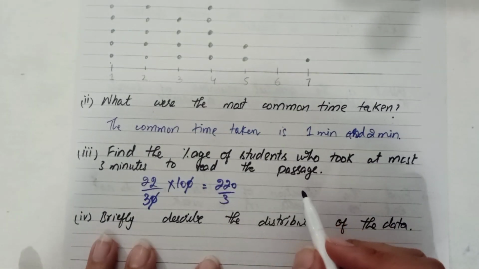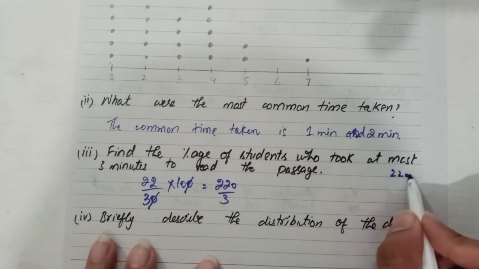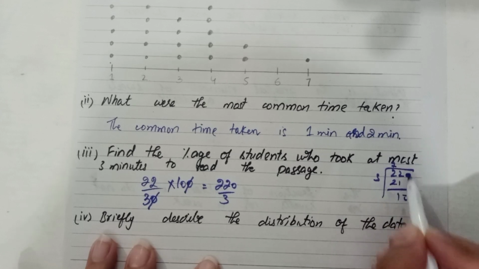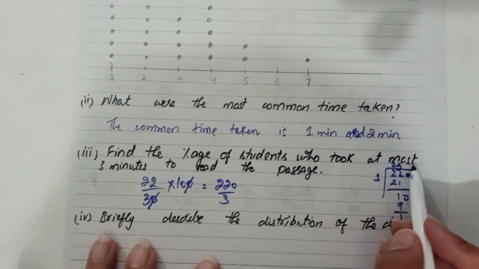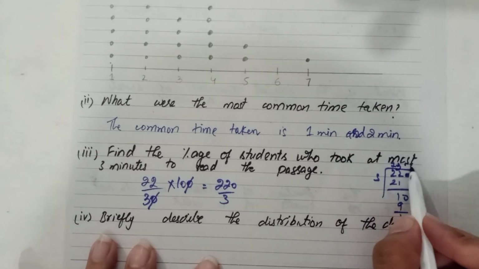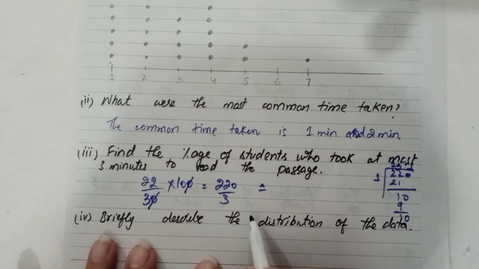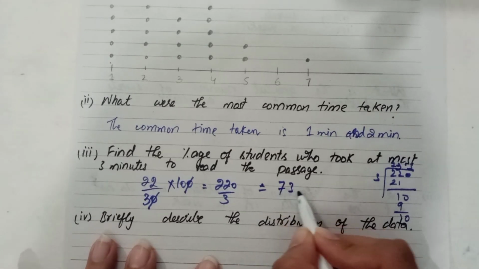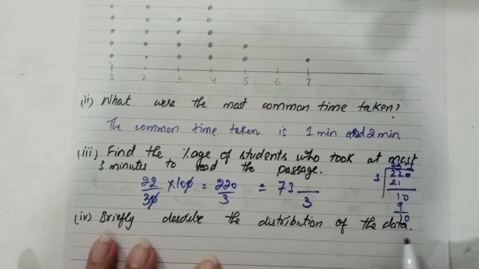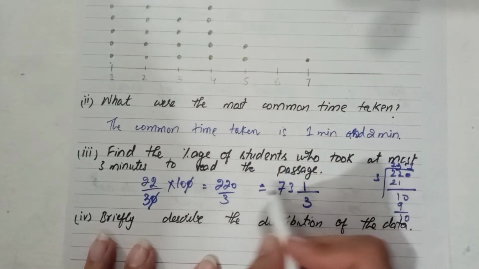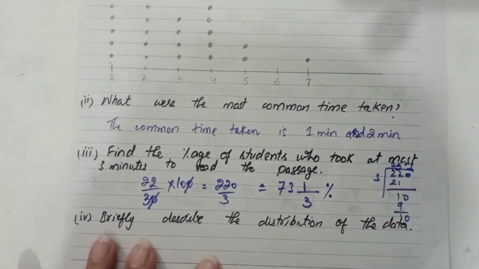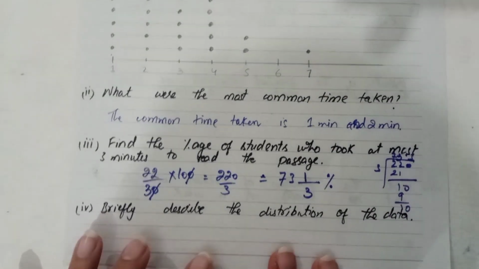When we have to write it as a mixed number, we have to divide it by 3: 3 sevens are 21, remainder 1, and so on. We can write it in decimal and we can also write it as a mixed number. I am writing it as a mixed number: that is 73, with remainder 1 over 3. Yes, students, this is the percentage of the students.